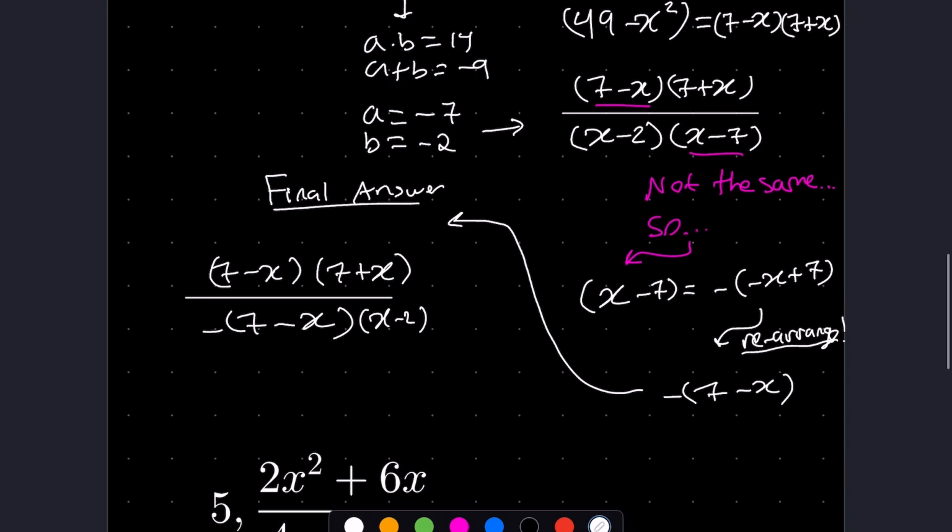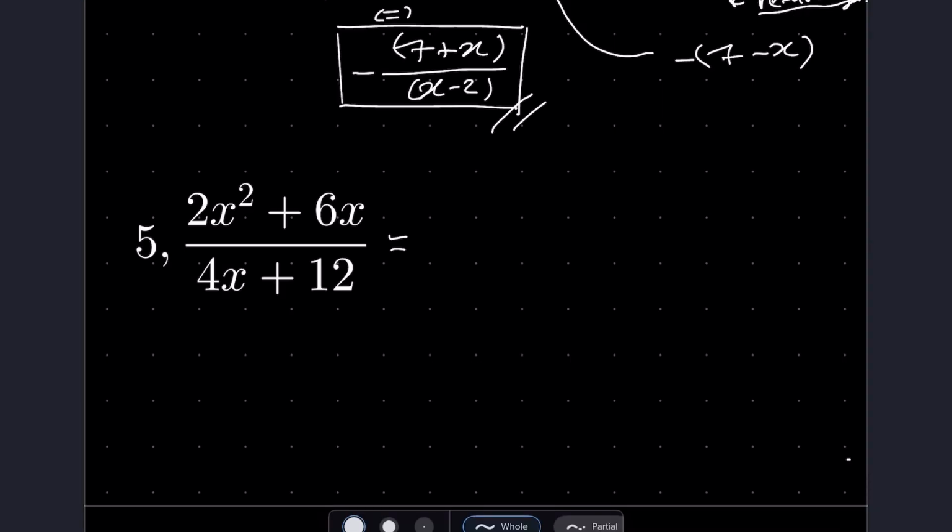We just cancel that out right there, and we're going to be left with negative 7 plus x over x minus 2. And you can just put that negative inside if you feel like it. Honestly, I think this is fine. Some teachers might want you to do that, but I don't really care. Now, these problems are a little simpler, but I just want to hammer some points home.